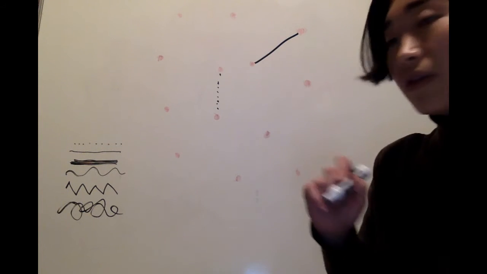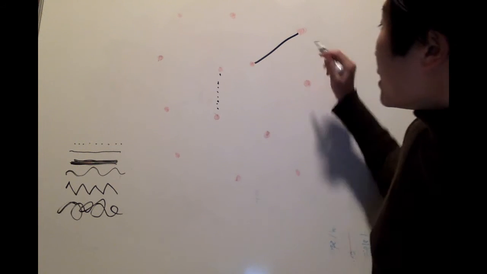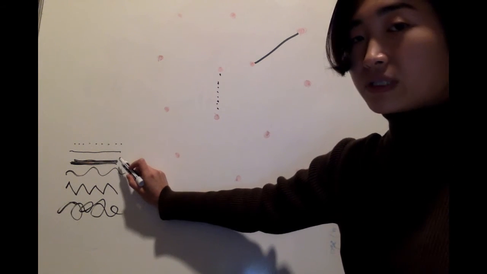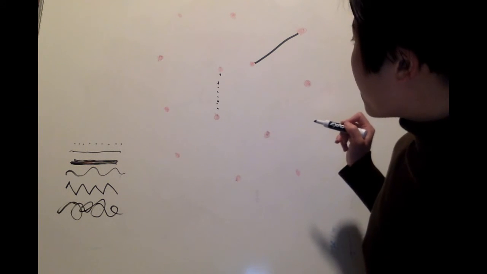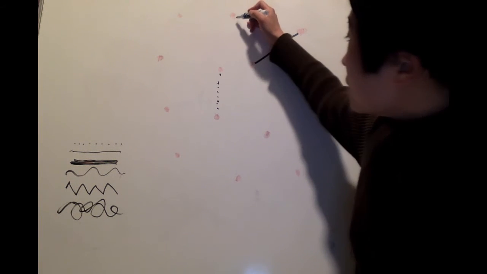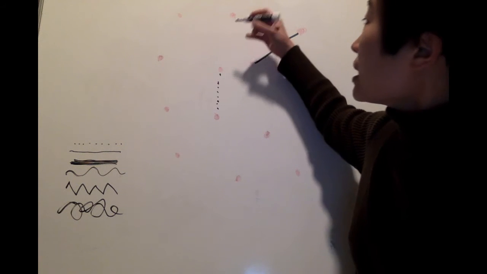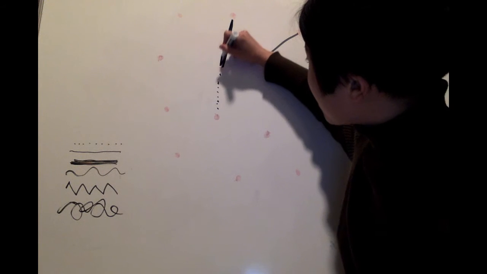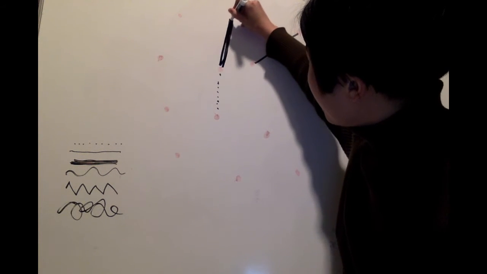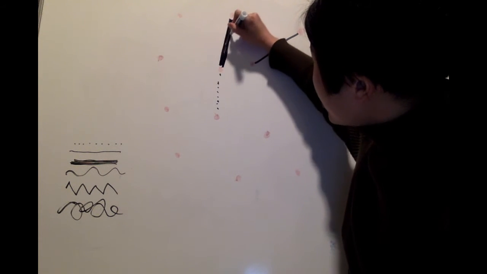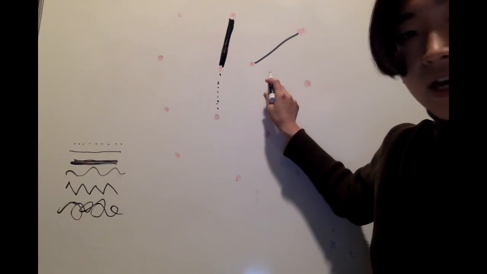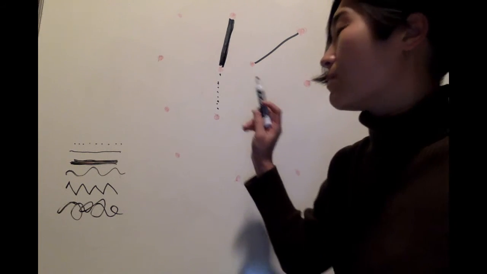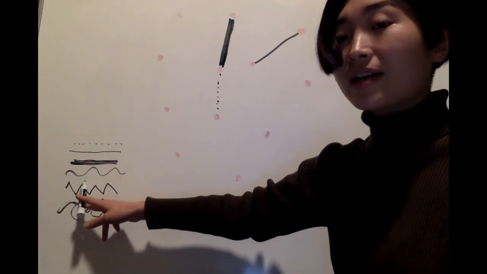Zoop. There we go. And that is a thin line, and we have a thick line over here. And I will use a thick line maybe from this dot to this dot. So for the thick line, I go zoop, and then I go again and again and again and again until it is much thicker than the other line. You see? Okay, and the third line that we will use is a wavy line.